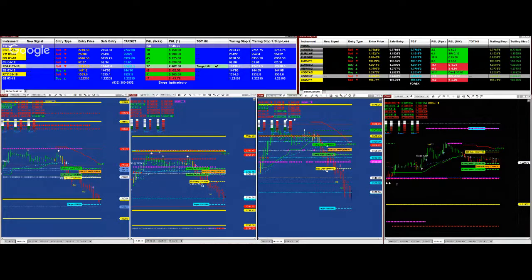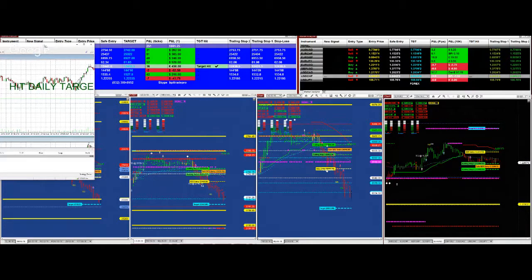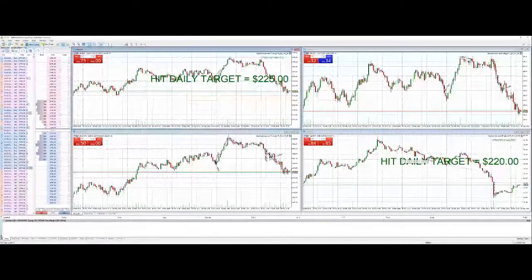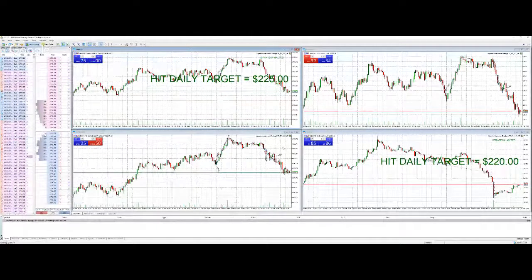Let's look at this one here. I have to keep my eye on this one. Okay, we hit the target on the CL. Perfect. $220. One trade, two trades. This is a market order. It's not a limit order.